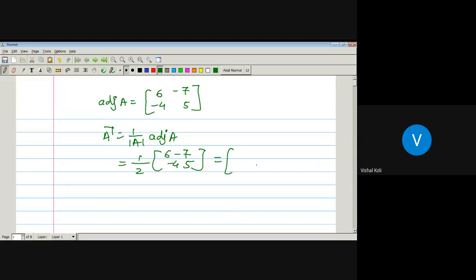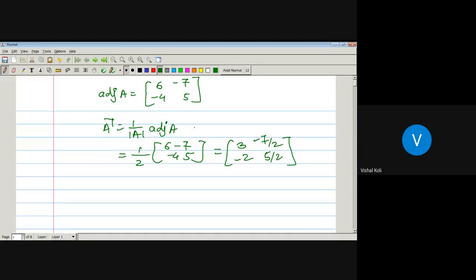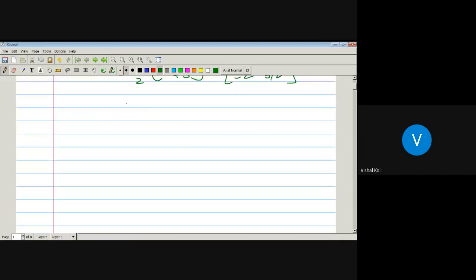We have to multiply each element in the matrix by that scalar, which is 6 by 2, that is 3. So we get minus 7 upon 2, minus 4 divided by 2, minus 2, minus 5 divided by 2 as it is. So here we get our A inverse. From A inverse now, as our given system of linear equations is AX = B, if we multiply both sides by A inverse, then we get capital X equal to A inverse into B.